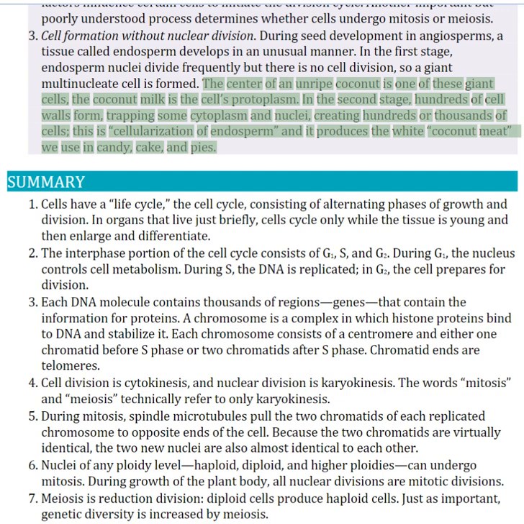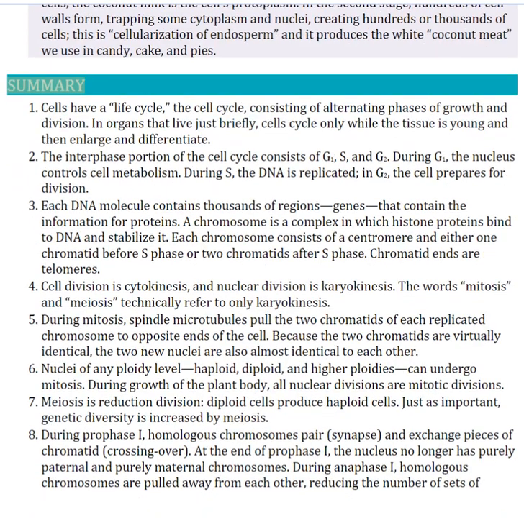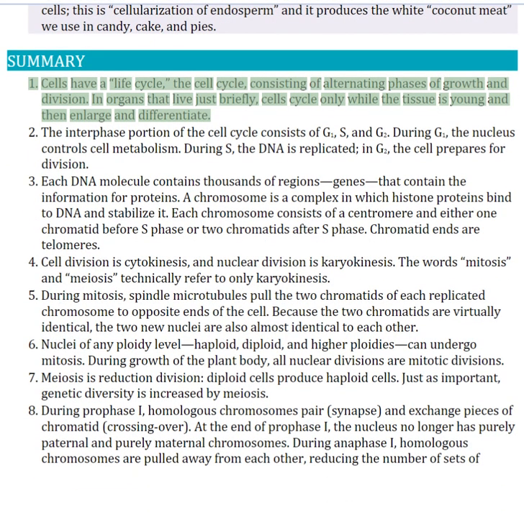In the second stage, hundreds of cell walls form, trapping some cytoplasm and nuclei, creating hundreds or thousands of cells. This is cellularization of endosperm, and it produces the white coconut meat we use in candy, cake, and pies. Summary. 1. Cells have a life cycle, the cell cycle, consisting of alternating phases of growth and division.